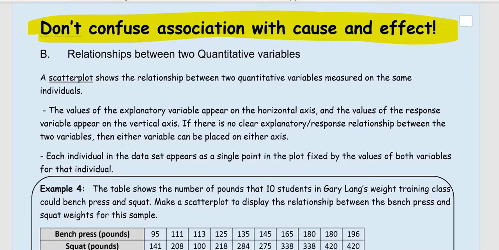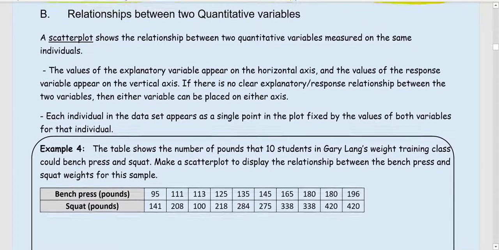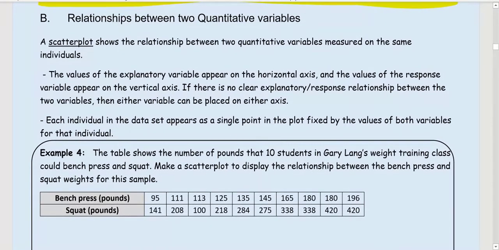So relationship between two quantitative variables. Another way that we can show this relationship is with something called a scatter plot. Now, I know everybody here has seen a scatter plot or has made their own scatter plot, so hopefully we'll be able to make some amazing ones by the end of this unit. Okay, so a scatter plot shows the relationship between two quantitative variables measured on the same individual.